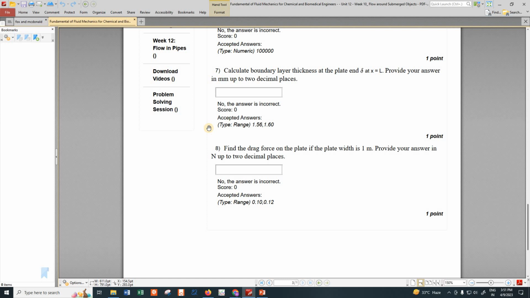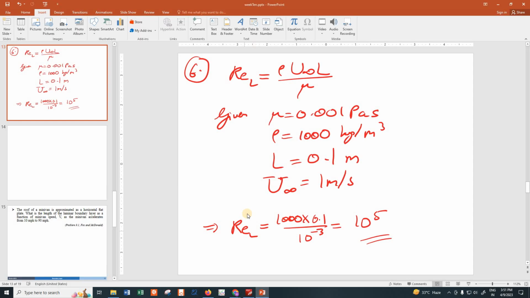Our seventh question says, calculate the boundary layer thickness at the plate end, delta at x equal to L. So yeah, we calculated the Reynolds number. Now we just need to substitute it in the boundary layer thickness equation.